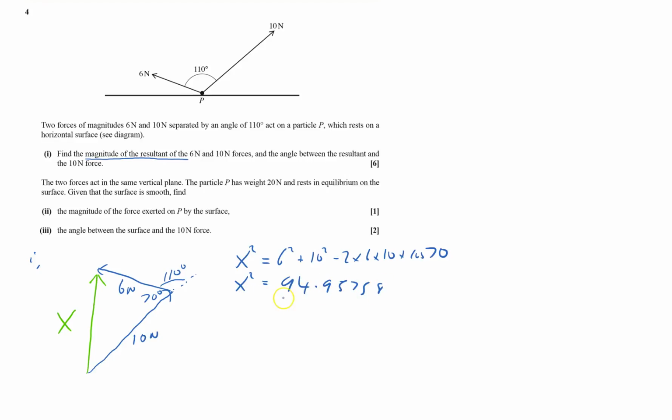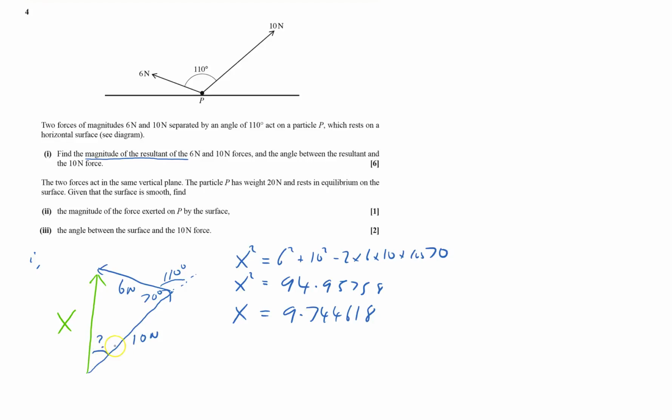94.95758. It's worthwhile writing that down because you can see it's not going to be 94. If you're writing the x squared down, it just reminds you that you've got to square root it to get 9.744618. And we've also got to work out the angle to the 10 Newton force. So I've got to work out this angle here.